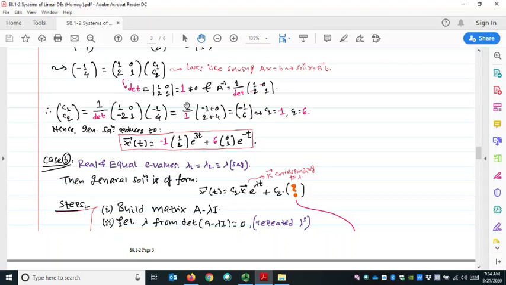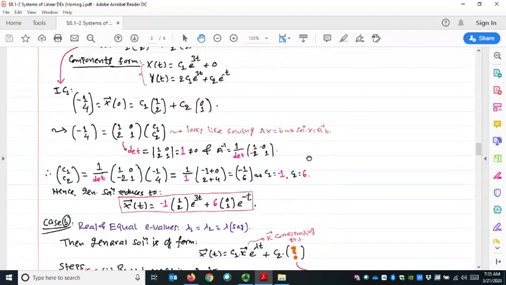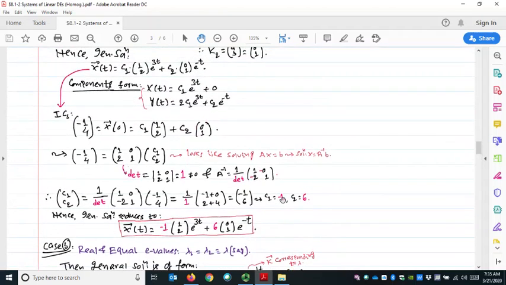Determinant is 1, so 1 over 1. Multiply these two matrices, again 1 times -1 plus 0 times 4, so -1 plus 0, -2 times 1 plus 1 times 4, -2 plus 4, which is 6. So -1, 6. So it turns out C1 is -1, C2 is 6. Great. Then let's put the values back. C1 is -1, C2 is 6.